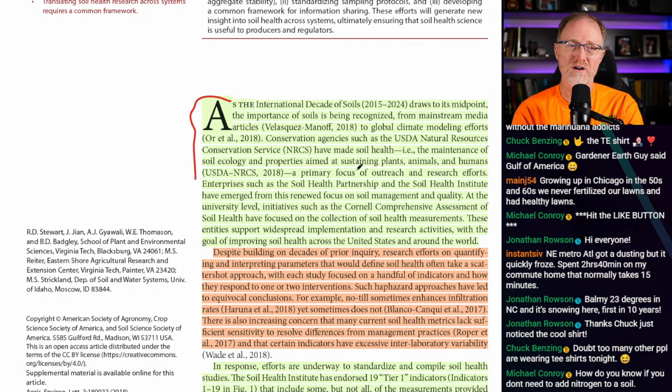Now, this is really more along my speed: sustaining plants, animals, and humans. That's what I like. I don't know what the word sustain means in their world. They have to define what they mean by sustain, but I'm in agreement with that.